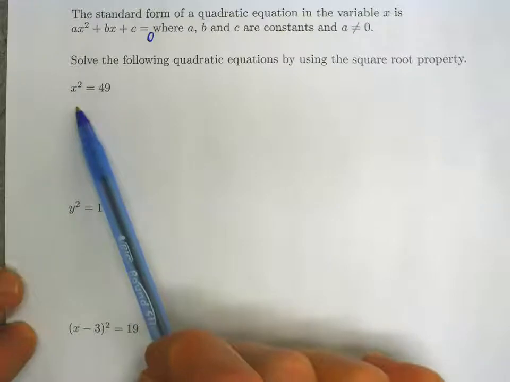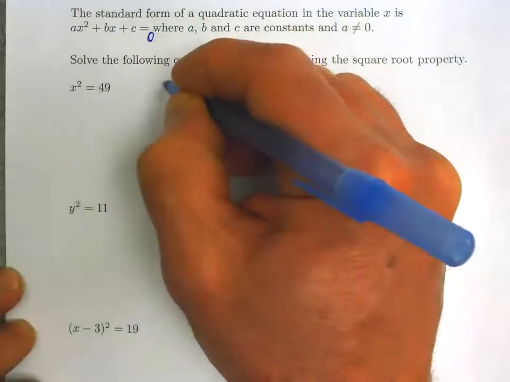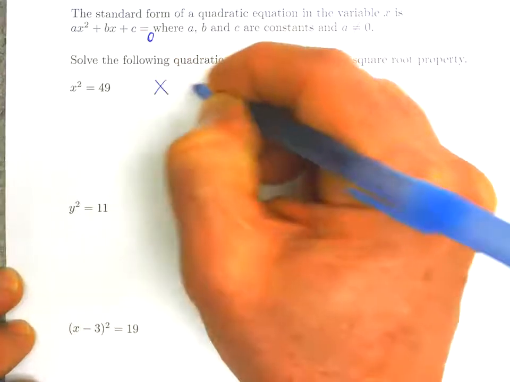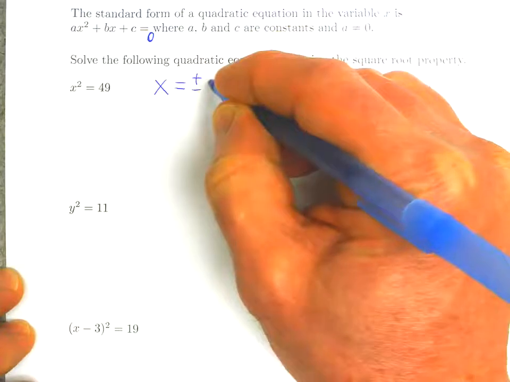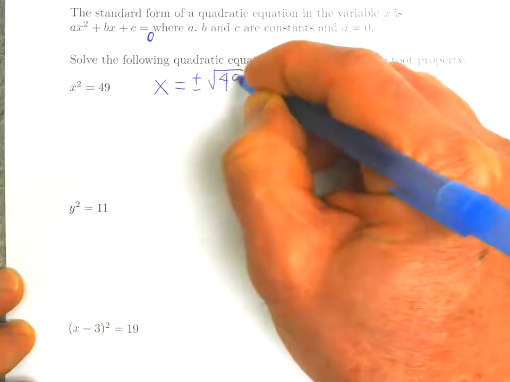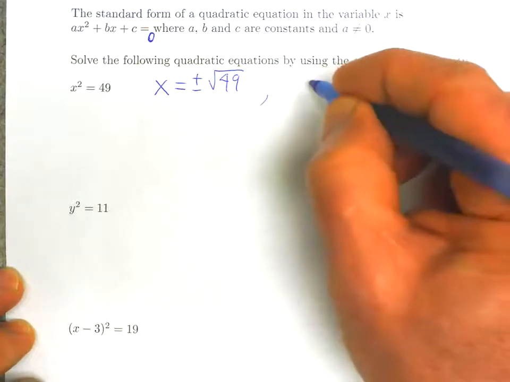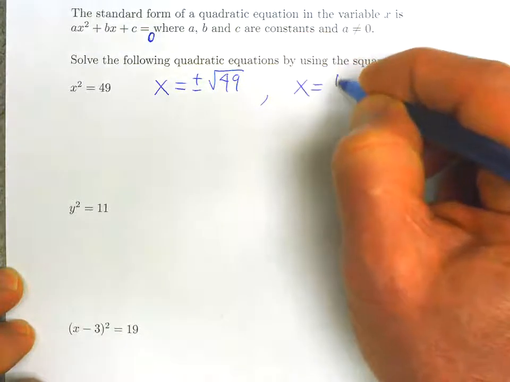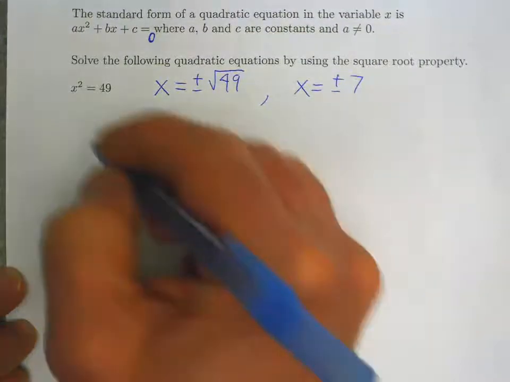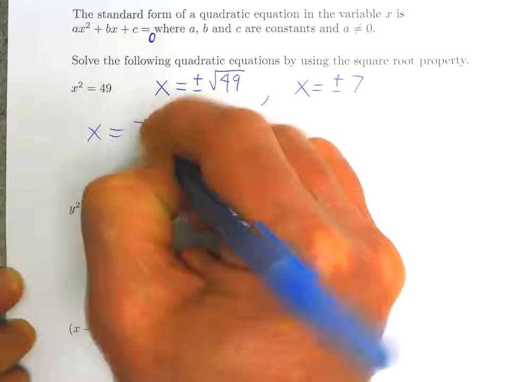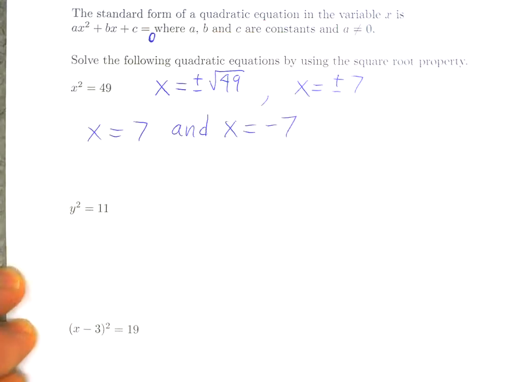If we have x squared equals 49, we can apply the square root property without any preliminary work, and we write x equals positive and negative square root of 49. But the square root of 49 can be simplified, so we write x equals positive and negative 7. If you want to list the solutions separately, x equals 7 and x equals negative 7 are the solutions.